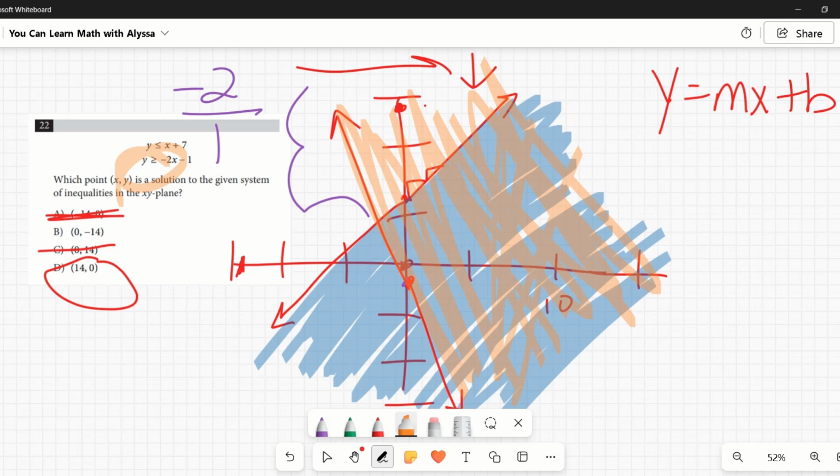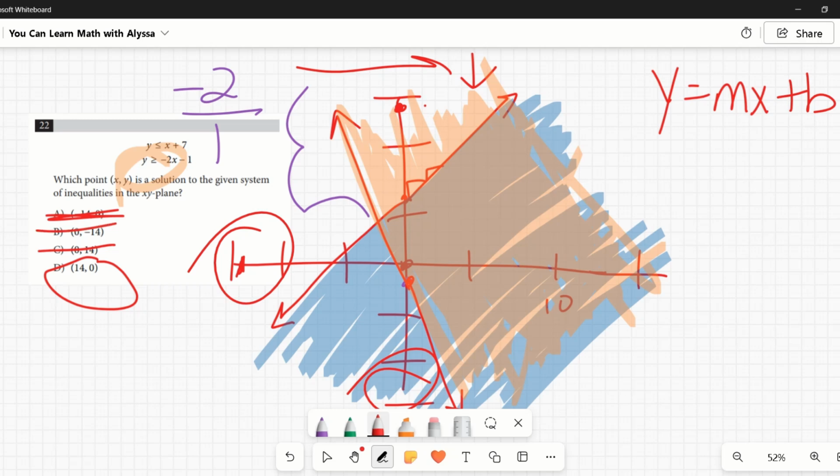I'm shading above it, and I'm doing a poor job shading because my little brush is so tiny. I should have changed that before I attempted this. There we go. That's a little better. But just as soon as I drew that line, and I know because it's greater than or equal to, I'm going to be shading above it, it's already eliminating those 2 points, which one of those I know was already eliminated, but it eliminates the other one, which is 0, negative 14. So again, 14, 0 is going to be the right answer.